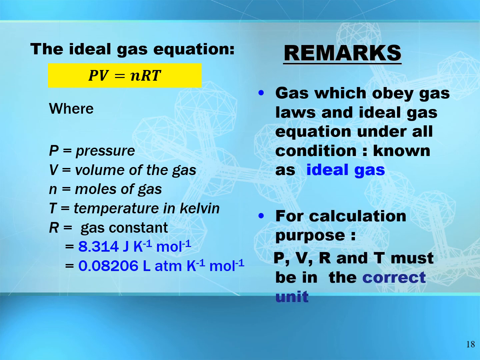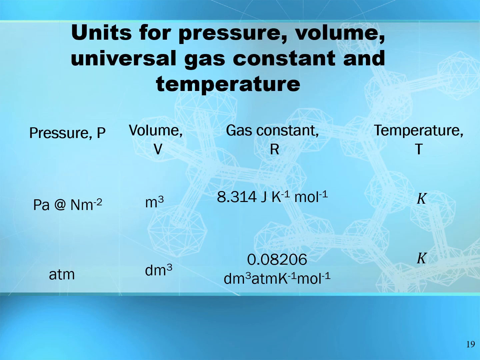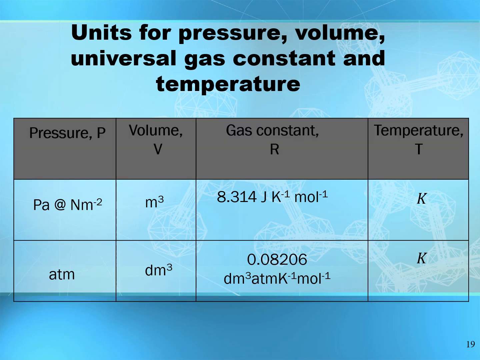And please remember, a gas which obeys the gas laws and the ideal gas equation under all conditions is known as an ideal gas. And for calculation purposes, the pressure, volume, gas constant and temperature must be in the correct units. This is the units for pressure, volume, universal gas constant and temperature. 8.314 and 0.08206 are the values of the gas constant.